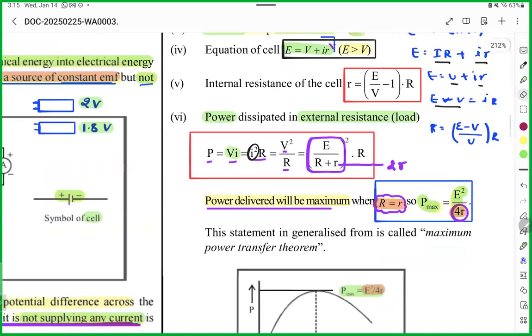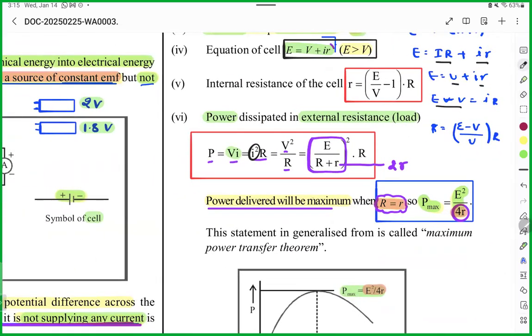Okay. Next. If power delivered is maximum, you want to calculate maximum power. In that case, capital R will be equal to small r. So overall, capital R plus r will be almost equal to 2r. If it is equal to 2r, same method. E square by 4r. Because this will also equal to small r. Make sense? So what is the maximum power dissipated? E square by 4r. Understood?